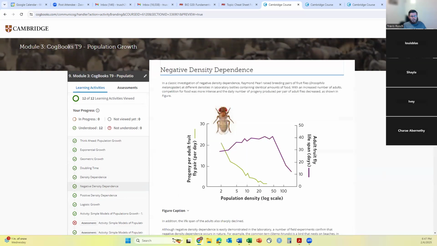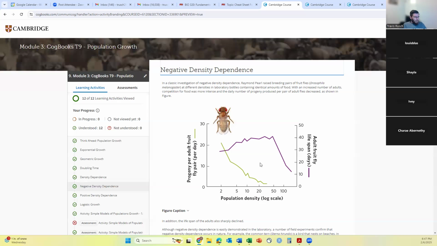So it starts with negative density dependence, which we know occurs when the rate of population growth decreases as the population density increases. If we look at a figure here, we have population density increasing from left to right, and then we have progeny per adult fruit fly. So this is the amount of offspring that they're producing at this greenish line on the left. And as the population increases, each adult is producing less and less. So as the population is increasing, it's increasing at a slower rate, essentially.